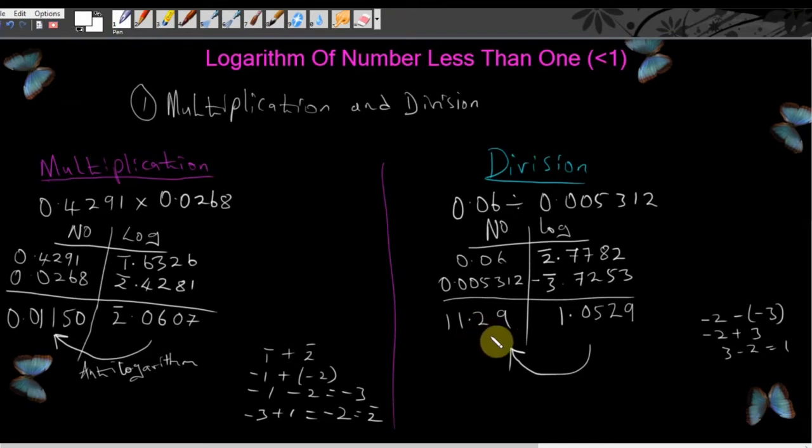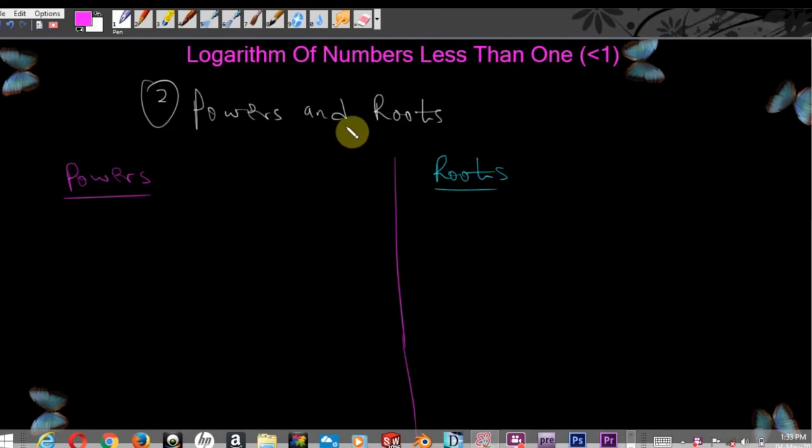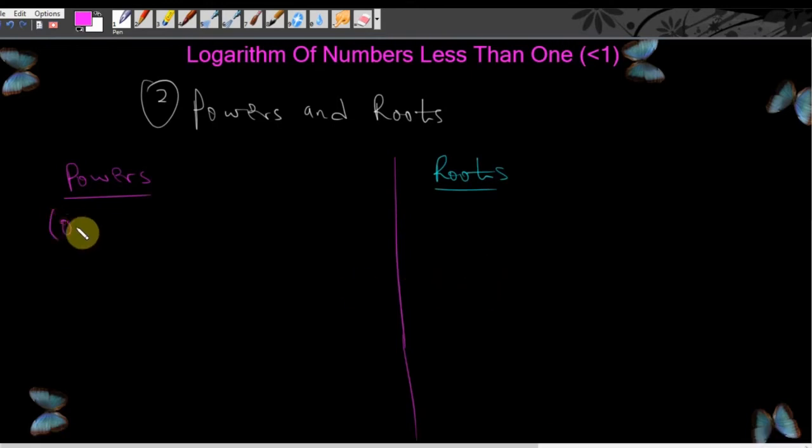Let's continue to powers and roots. Powers and roots, the number 2. Let's solve one example for power here, then another example for root here. Simplify 0.4291 times 0.0268, all in parentheses to power 2.